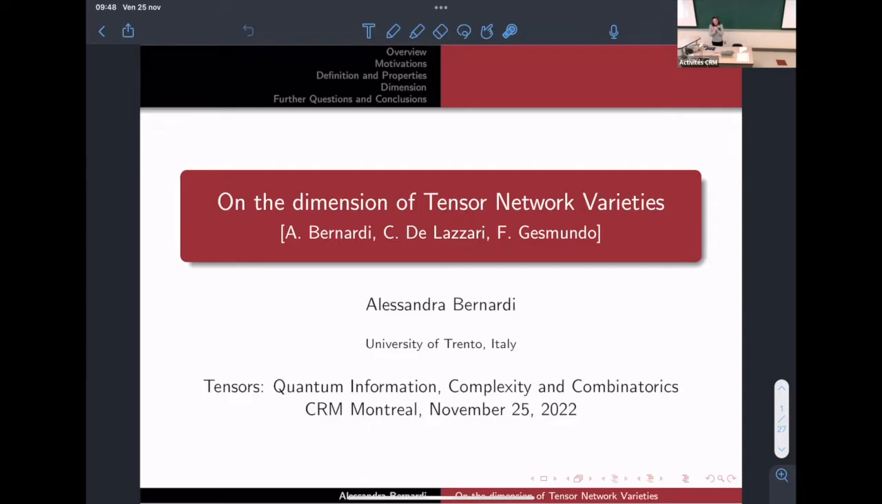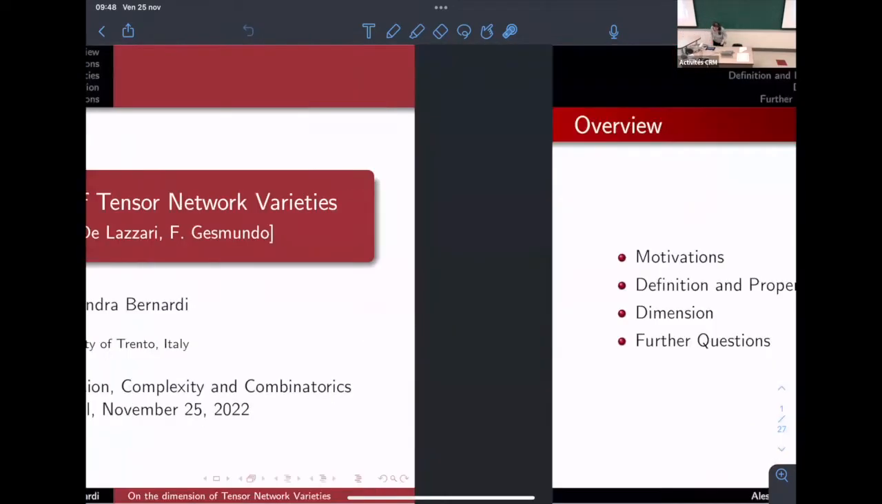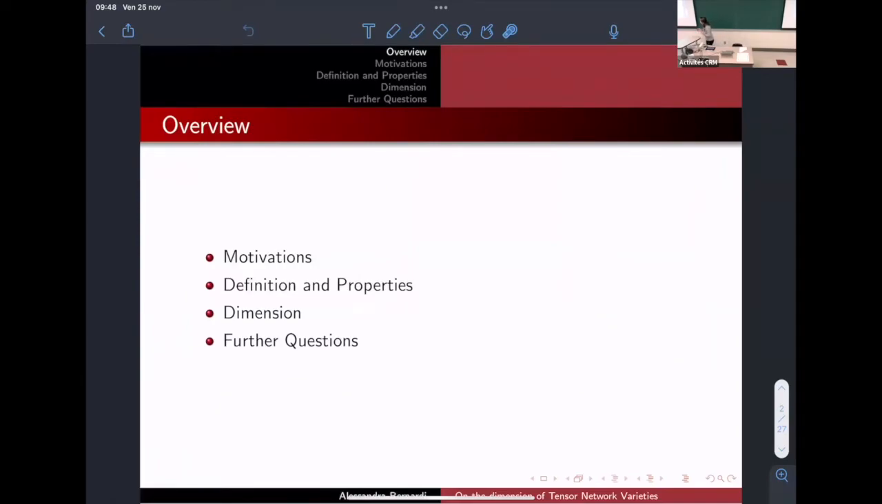Okay, so today I want to talk about the dimension of Tensor Network varieties. This is a joint work together with a former student of mine, Claudio De Lazzari, and Fulvio Gesmundo, that probably many of you know. So this is an overview: motivations, definition and properties, and then what we can say about dimension and further questions.